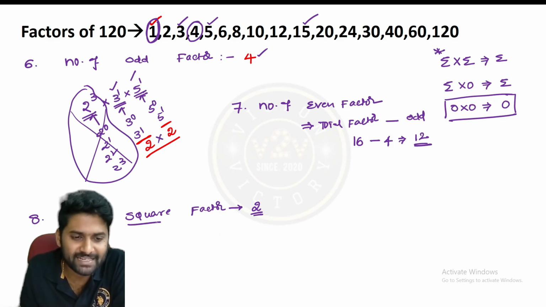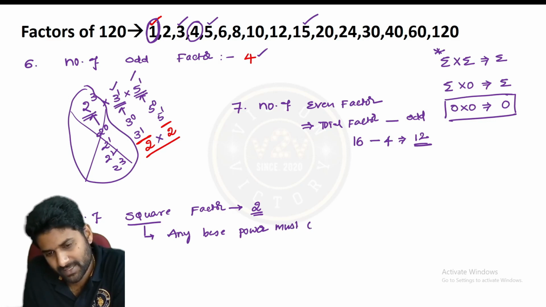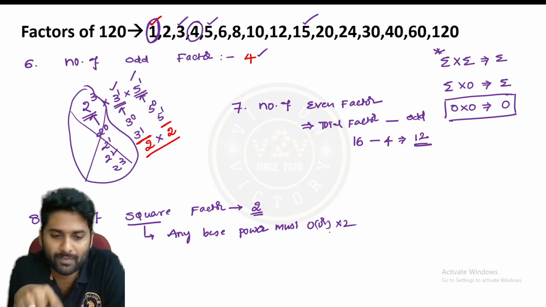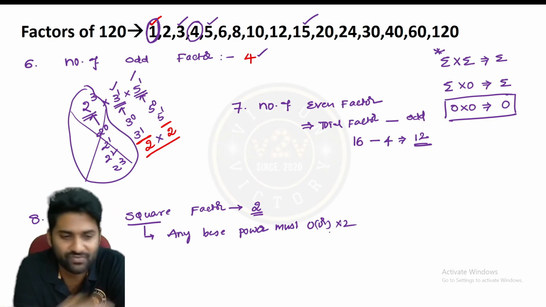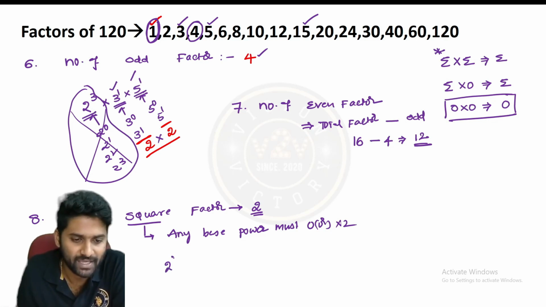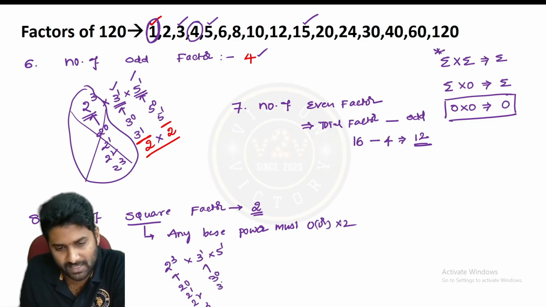Then understand the definition of square. What is the definition of square? Any base you can consider, power must be 0 or multiples of 2. Those numbers are always defined as square numbers. Remember this point. It means if 2 cube, 3 power 1, 5 power 1: for 2 cube, factors are 2 power 0, 2 power 1, 2 square and 2 cube. 3 power 1, factors are 3 power 0, 3 power 1. 5 power 1, factors are 5 power 0, 5 power 1.